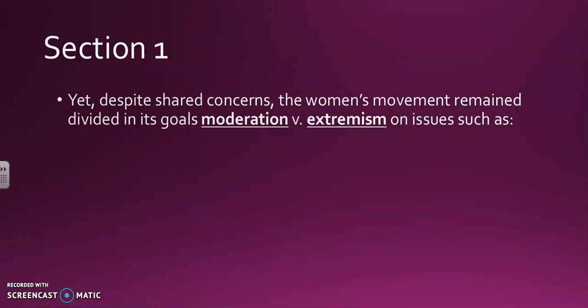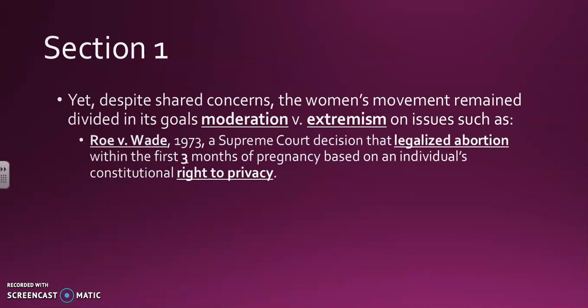But despite shared concerns, the women's movement remained divided in its goals of moderation versus extremism on several different issues. The first would be Roe v. Wade, which is a 1973 Supreme Court decision that legalized abortion within the first 3 months of pregnancy based on an individual's constitutional right to privacy. And that's kind of all we're going to go into on that because there's a huge debate around it, and we're not going to go there.